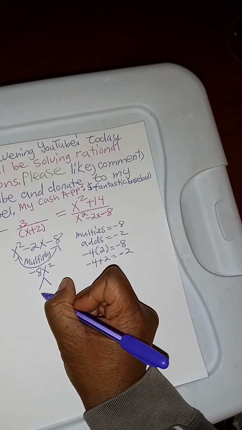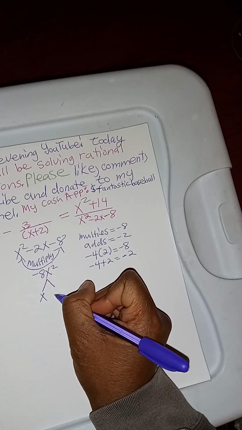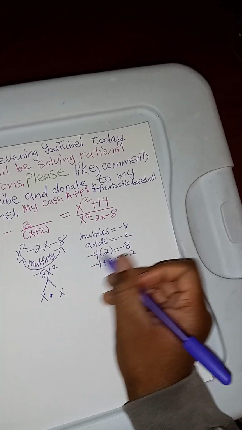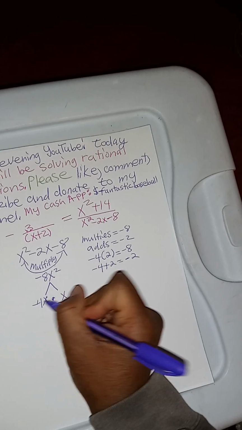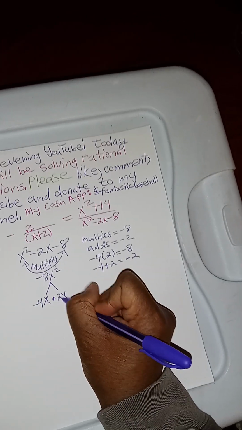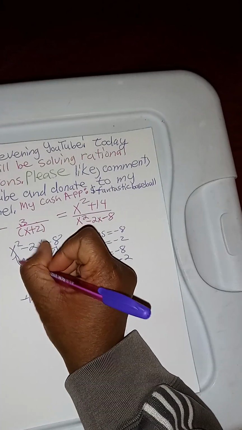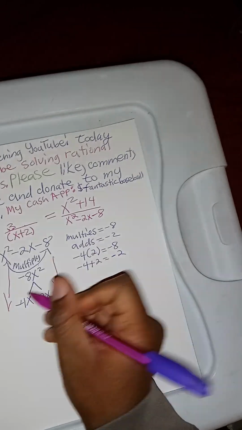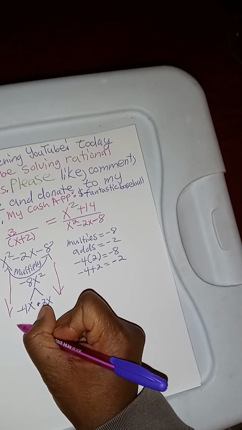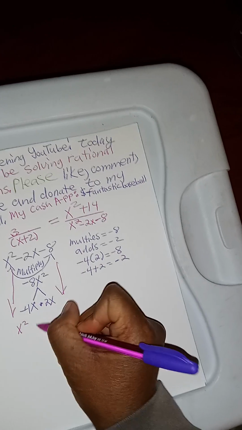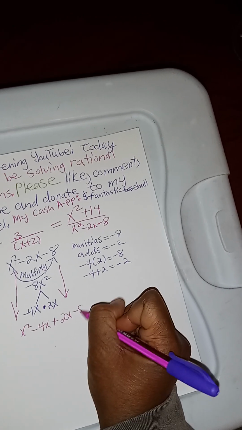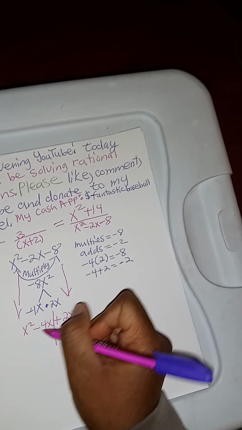So x times x will equal x squared, and then we just put negative 4 in front of the first x and 2 in front of the other. And then we bring down our first and third terms, so it will become x squared minus 4x plus 2x minus 8. Let's split this in half.